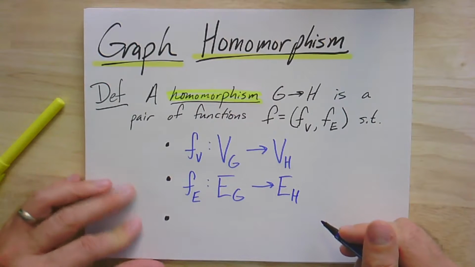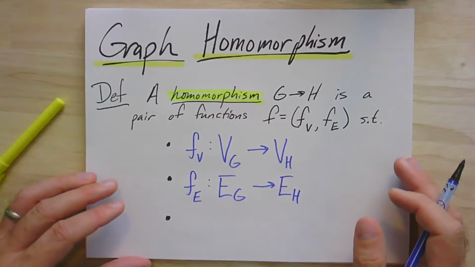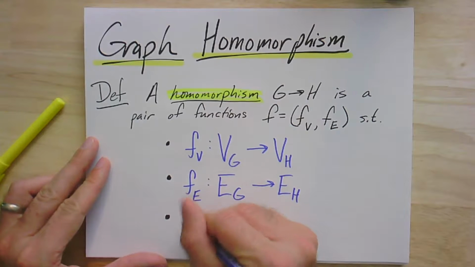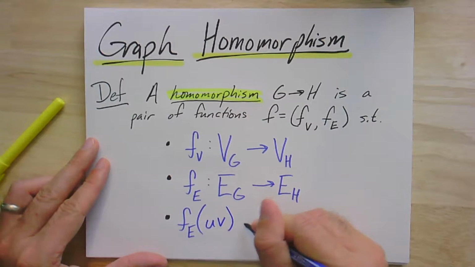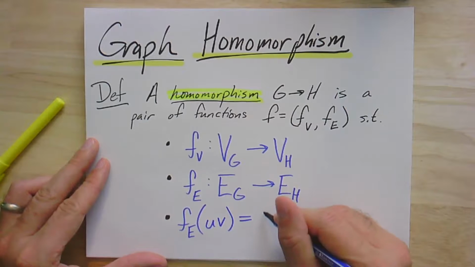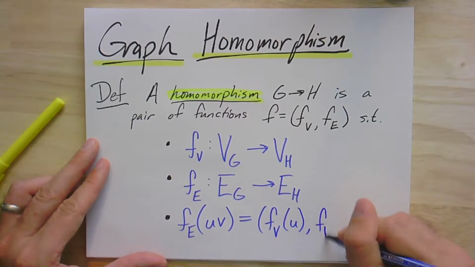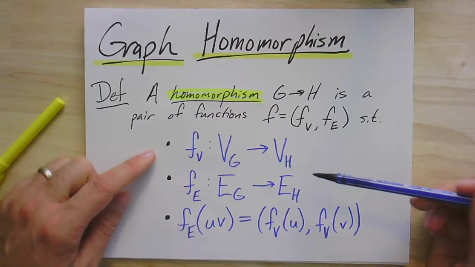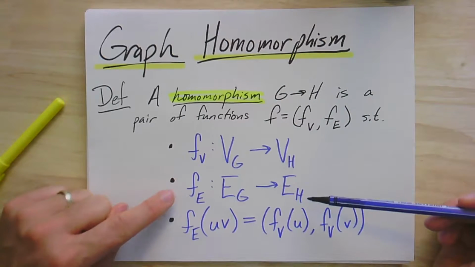And we have this other condition, which is that this function on the edges has to correspond in some way to the function on the vertices. We write that as follows. It says that f_E of an edge uv has to equal the pair f_V of u, f_V of v. So in fact, I don't actually have a lot of choice: once the function on the vertices is fixed, the function on the edges is also fixed.